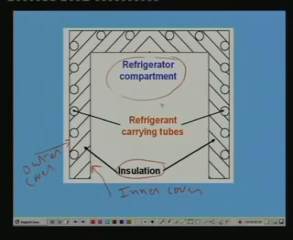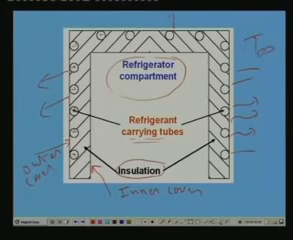Now the condenser tubes, or the refrigerant carrying tubes, are attached to the outer cover. These are the refrigerant carrying tubes through which the refrigerant flows. As the refrigerant flows, it transfers heat first to the outer cover, and from the outer cover heat is transferred to the surrounding air. That means the heat transfer finally takes place from the complete body of the refrigerator to the surrounding air.